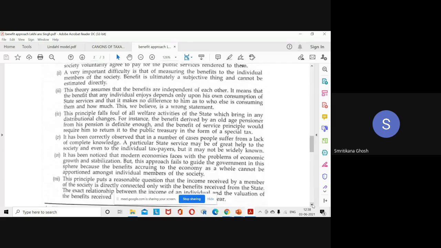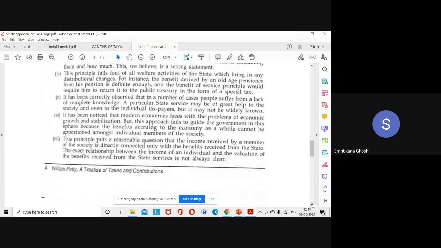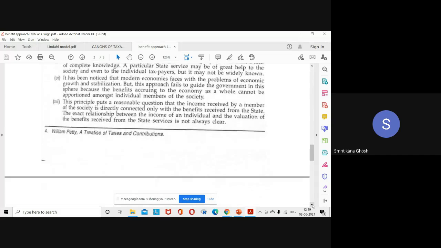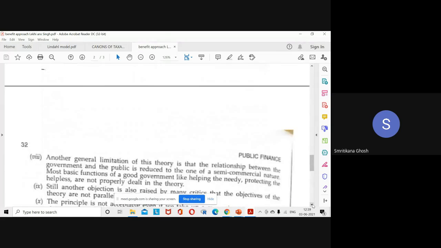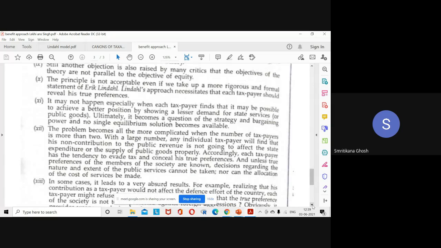The modern economy faces the problem of economic growth and stabilization. So these things are there. If you go through it, I hope all of you have read this at least once already. So you know what the limitations of the benefit approach are.